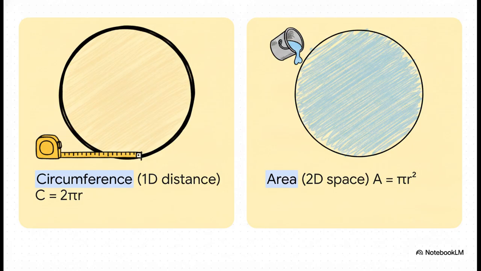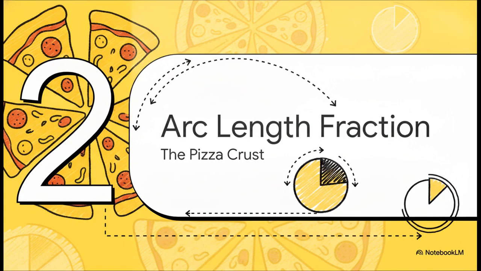It's that one-dimensional linear distance around the outside edge, and you find it with the formula C equals 2 times pi times the radius. Now on the right side, we've got area. Area is the two-dimensional flat space filling up the inside of the circle, measured in square units, and found using A equals pi times the radius squared. If you can keep these two straight, 1D distance versus 2D space, you're going to completely avoid the most common geometry pitfalls.